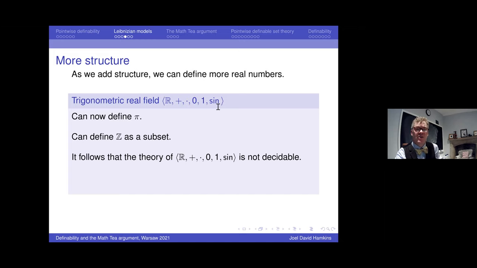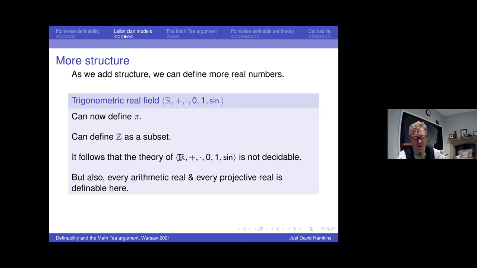That theory is decidable as a consequence of Tarski's theorem, right? So Tarski's theorem on real closed fields implies that the theory of the real closed field, I mean, of the reals, is decidable. So when you add the sine function, it's definitely not decidable.